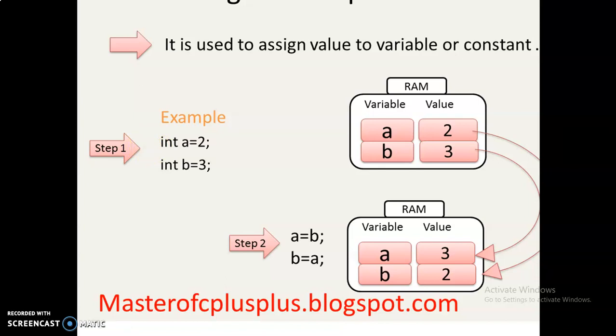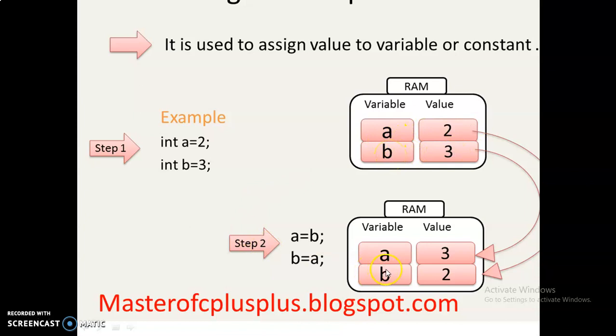Int a is equal to 2, int b is equal to 3. This means the value 2, of type integer, is stored in the variable a. Here the value 3, of type integer, is stored in the variable b. This is the pictorial representation of the memory. In memory, the RAM, the value 2 is stored in a, the value 3 is stored in b.